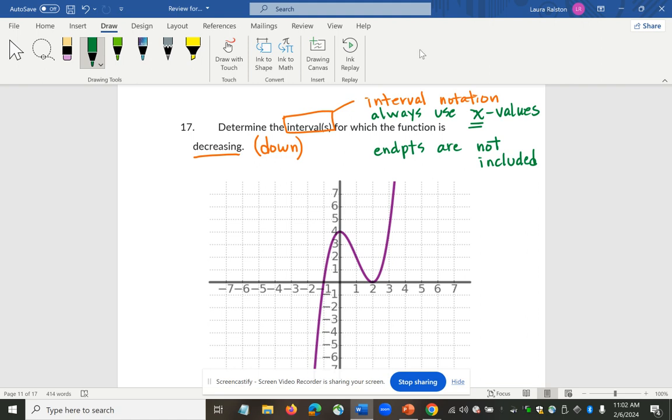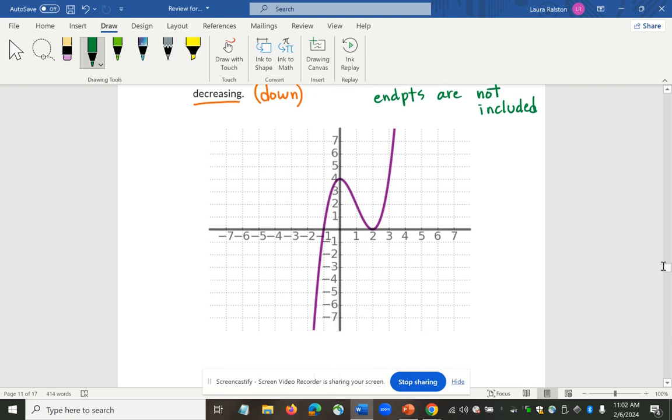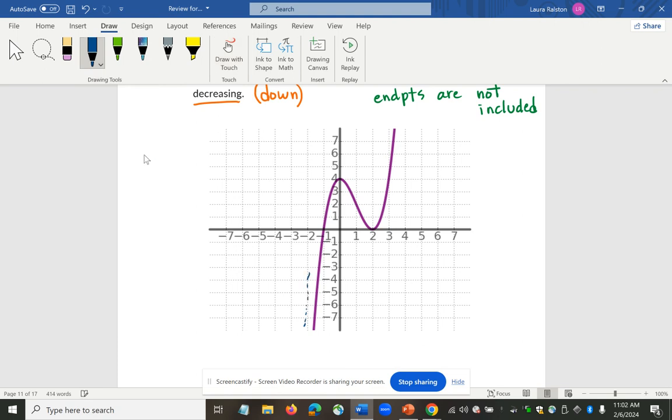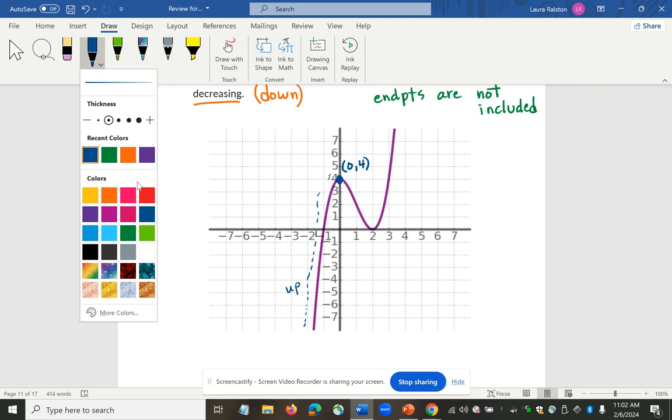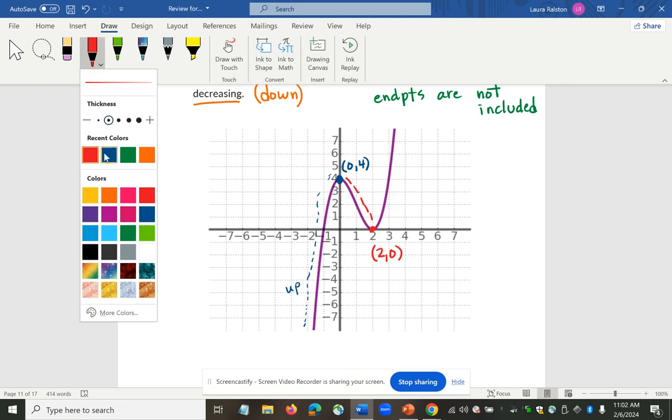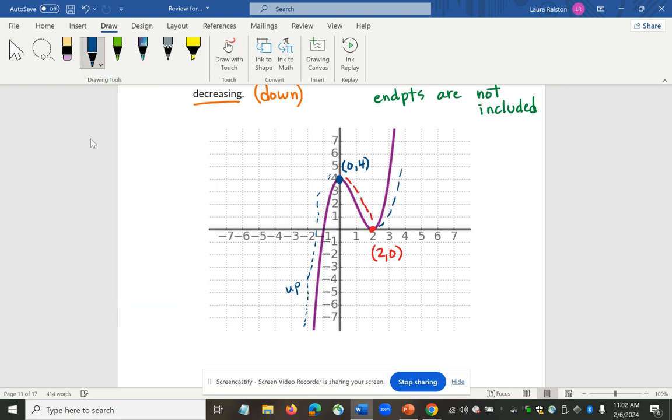Anytime you're doing the intervals for increasing or decreasing, your beginning points and ending points are not included. So if I look at this graph, we start on the left-hand side, and we always work left to right. I appear to be going up, so I'm not interested in that. But when I get to this point, 0, 4, then I do actually start going down. It's like I'm on a slide. I'm going down until I get to the point 2, 0. And then I again start climbing the mountain and I'm going up.